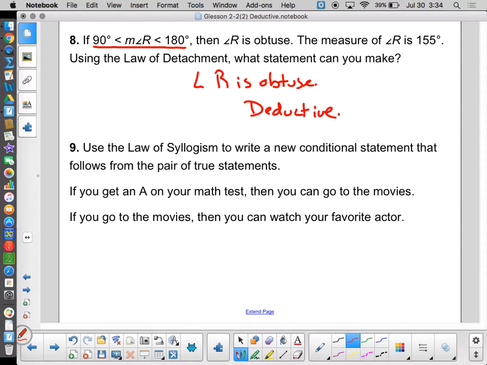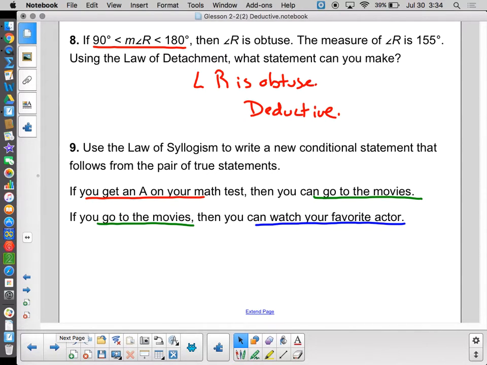Next one says, use the law of syllogism to write a new conditional statement that follows from the pair of true statements. If you get an A on your math test, you can go to the movies. If you go to the movies, then you can watch your favorite actor. Is it legit syllogism? An A in the math test leads to go to the movies. The next statement starts with what this statement ends with, go to the movies. We do have a chain. Then you can watch your favorite actor.